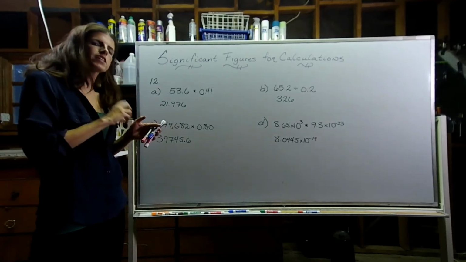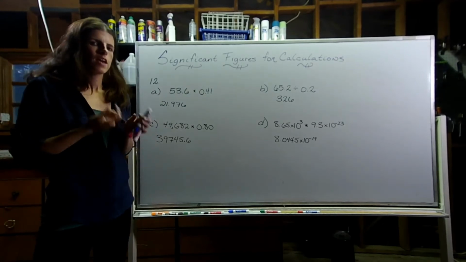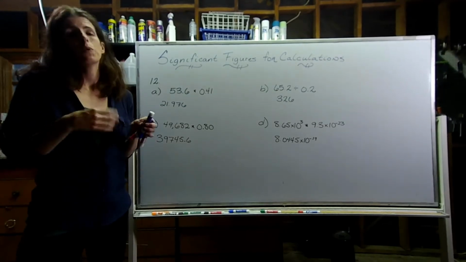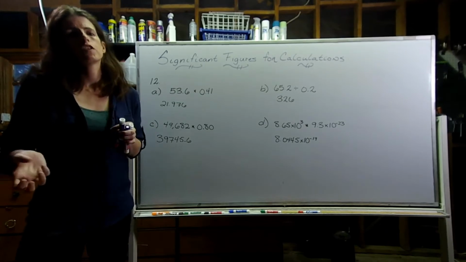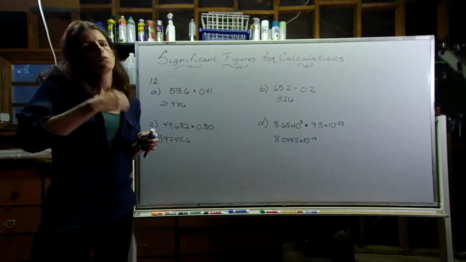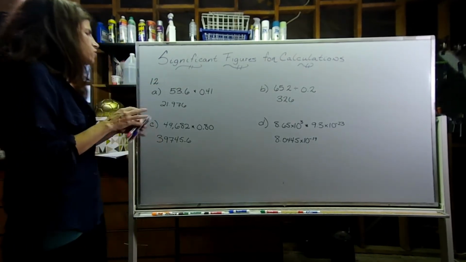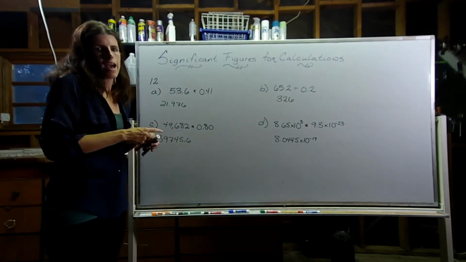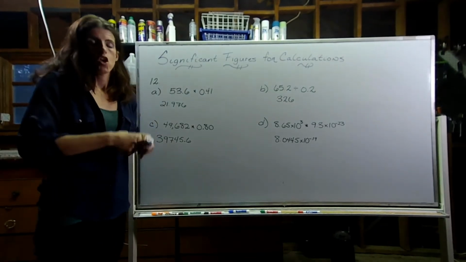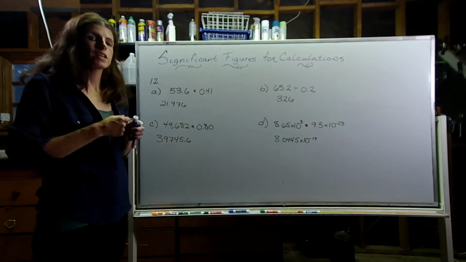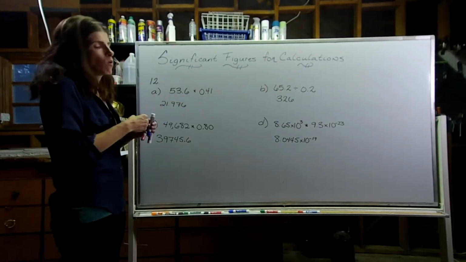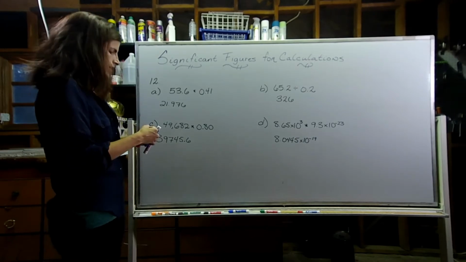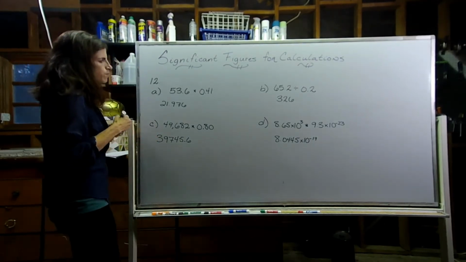Let's take our sig fig discussion to the next level and start looking at how we analyze and apply significant figure rules to calculations. So in the first half of problem 12, letters A through D, we have multiplication and division. Remember that the rule for multiplication and division is that you always go with the least number of sig figs. Let's look at it together.